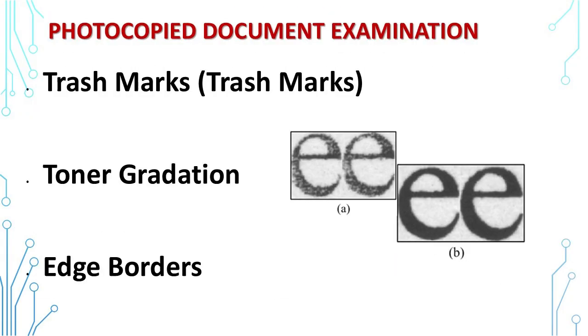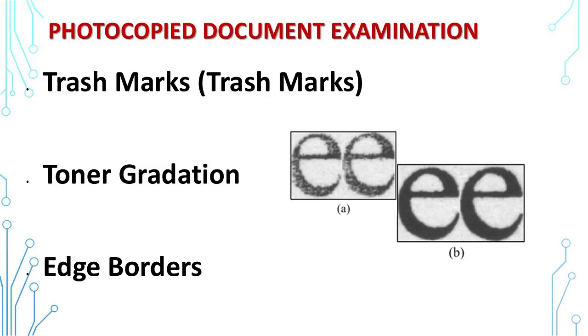Let's move to photocopy document examination. Photocopies are often used in fraud because they can hide cut and paste alterations better than original documents. However, the photocopy process itself leaves a trail. These trails are what we use for forensic examination of a photocopied document. The first one that I mentioned is trash marks.